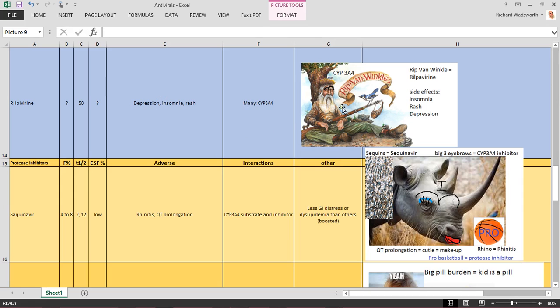So Rip Van Winkle slept for so long. When he woke up, he was terribly depressed. How sad. And he slept for so long, now he has insomnia. He can't sleep anymore. And he also got a big weird eyebrow, which looks like a 3. That reminds me that there are many, many interactions, including CYP3A4. Oh, he's missing his rash. He's supposed to have a rash. Okay, well, he slept so long, he got sleeping sores and rashes and stuff.